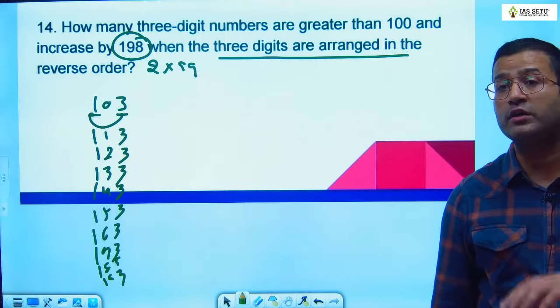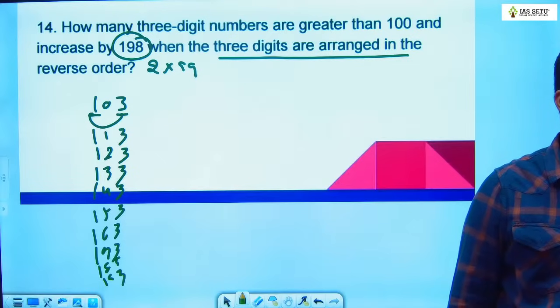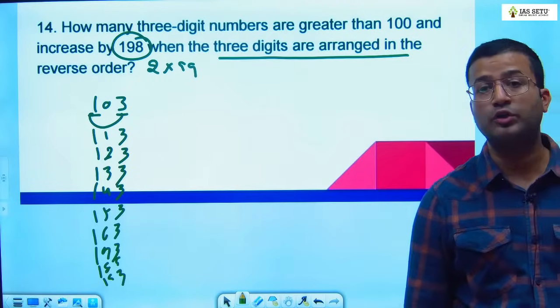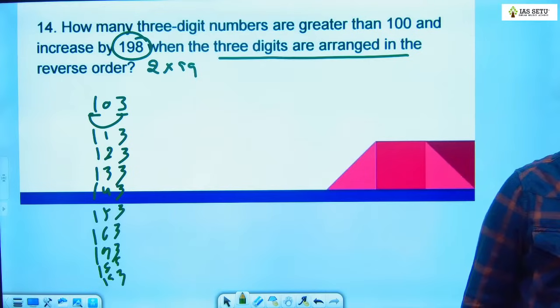Tell me 200 to 300. What is the first number which satisfies your question? 200 के बाद पहला नंबर जो क्वेश्चन सेटिस्फाई करेगा.